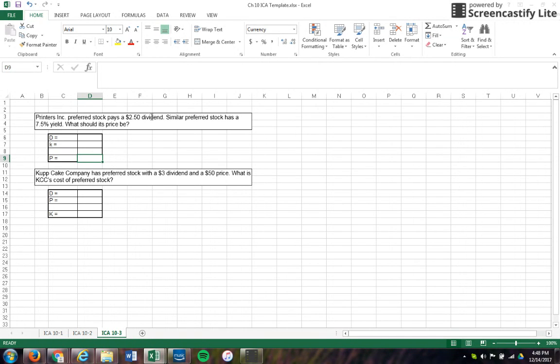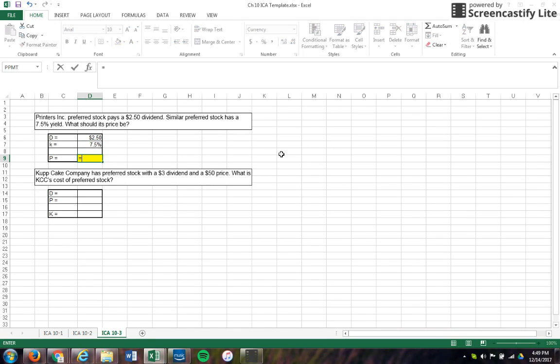Printers Inc. preferred stock pays a $2.50 dividend. Similar preferred stock has a 7.5% yield. What should its price be? So we are looking to calculate price for this problem. Let's fill in what we know. The dividend is $2.50, and one of the characteristics of preferred stock is that it has an unchanging dividend, so the growth rate would be 0. We know that the yield or the market return is 7.5%.